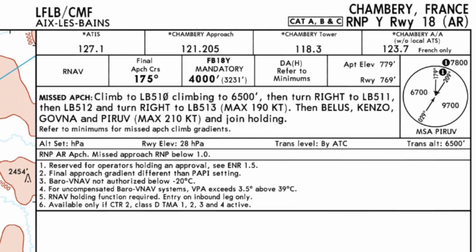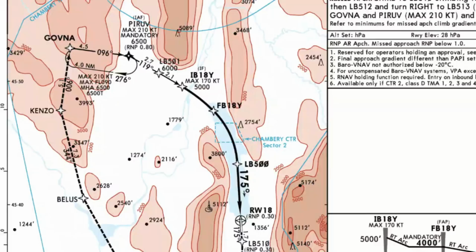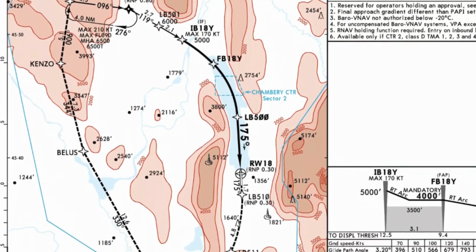You also see that when the temperature increases, of course, being a baro-aided approach, the glide path will increase, and you see that above 40 degrees, actually the glide path will be above 3.5 degrees. The final segment is straight.